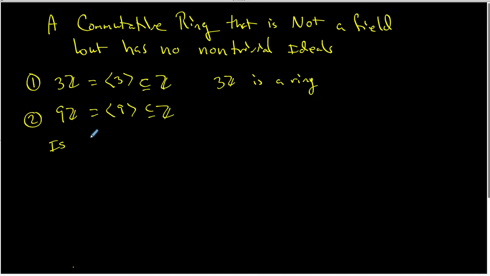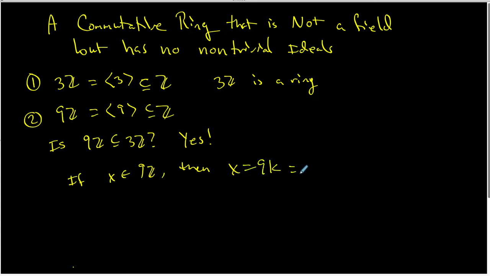But in particular, I ask you the question, is 9Z a subset of 3Z? And the answer is yes, and the reason why is pretty simple. If x is inside 9Z, then x looks like 9 times k, and 9 times k can be rewritten as 3 times 3k. And since 3k is certainly an integer, this definitely lies inside of 3Z.